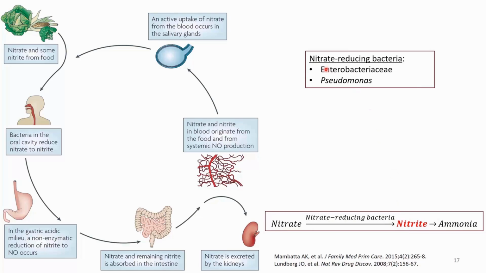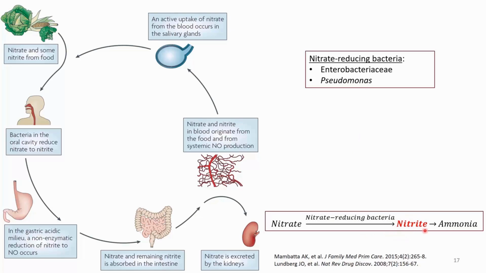And there are nitrate-reducing bacteria, such as Enterobacteriaceae. So the most common member of the Enterobacteriaceae family is E. coli, and also Pseudomonas. So that's what we suspect.